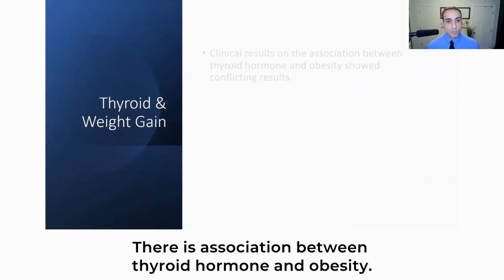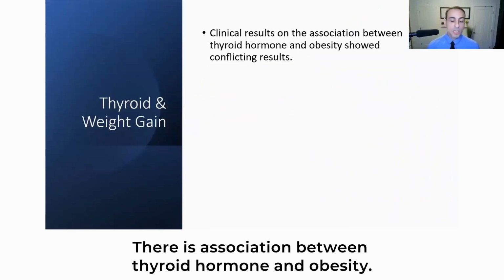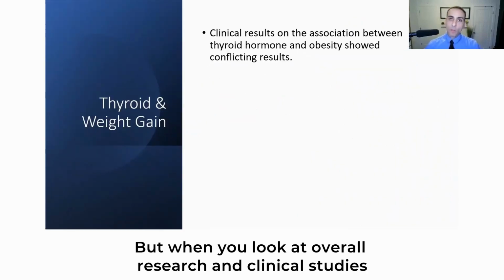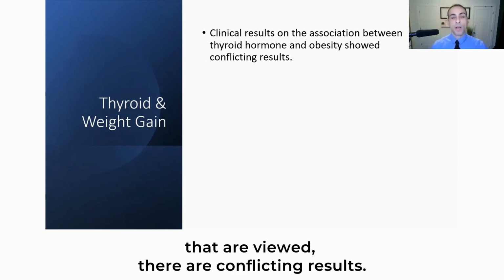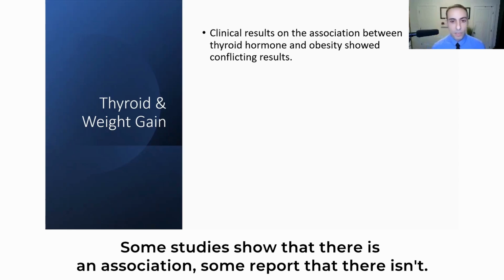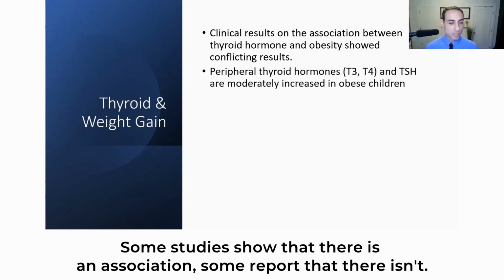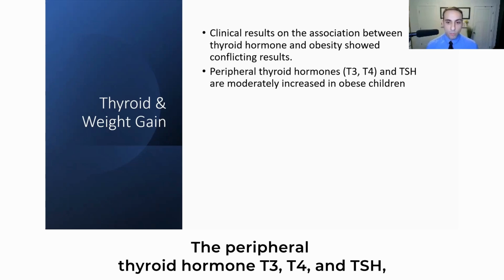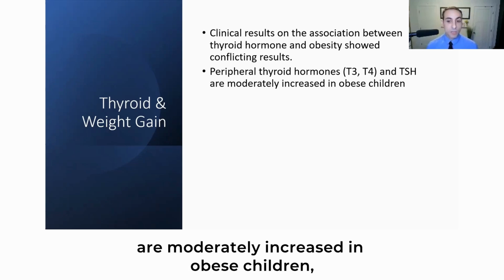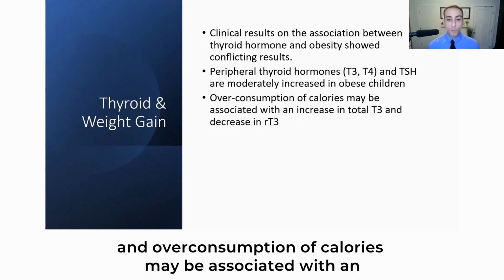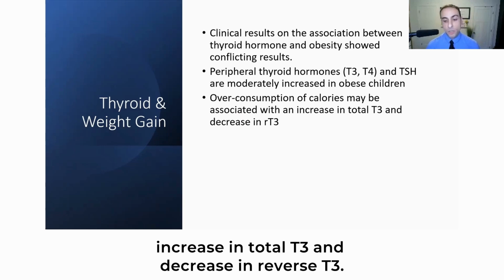There is an association between thyroid hormone and obesity, but when you look at the overall research and clinical studies, there are conflicting results. Some studies show an association, some report that there isn't. The peripheral thyroid hormones T3, T4 and TSH are moderately increased in obese children, and overconsumption of calories may be associated with an increase in total T3 and a decrease in reverse T3.